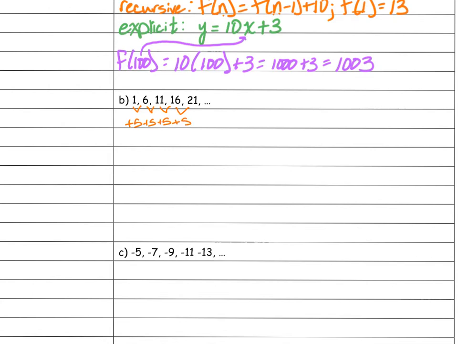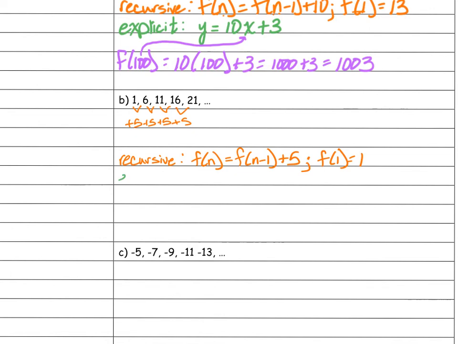Okay, good job. So my recursive equation is going to be f of n equals f of n minus 1 plus 5. And then my starting point is f of 1 equals 1. And 1 plus 5 is 6, and 6 plus 5 is 11, and that tells me where to go. Okay, nice job, you guys.